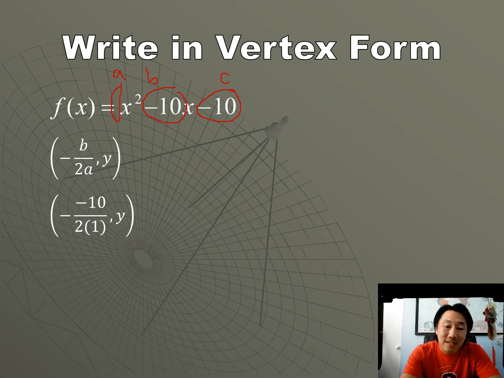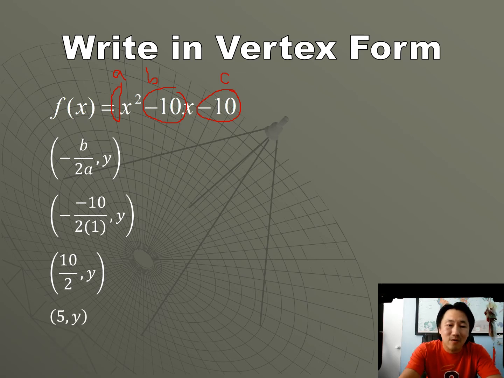Negative, it's a double negative, so we got a negative, and then the b is also negative, so negative with the negative, be careful. All over 2a, and in this case our a is 1. Simplify it a little bit. A negative with a negative makes it a positive, and then divide. The x part is 5. All right, so that's part of the vertex. It's only half of the vertex. How do we get the other half, the y part?